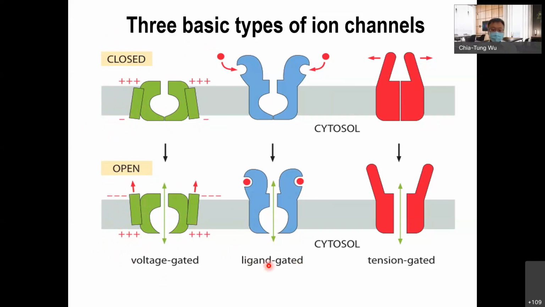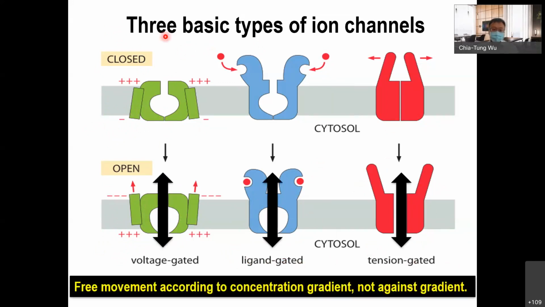Ligand gate means something binds to the channel and the channel will open. Tension gate is easy to understand: when we stretch the membrane, the ion channel opens. And for all ion channels, the ion movement across the channel must be free, according to the concentration gradient, not against the gradient.